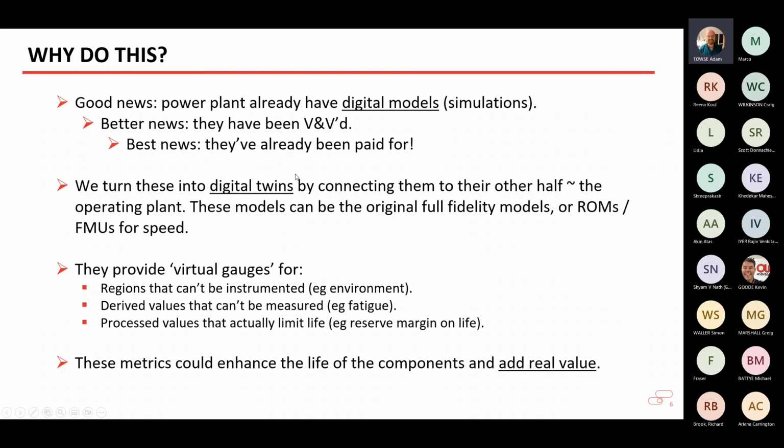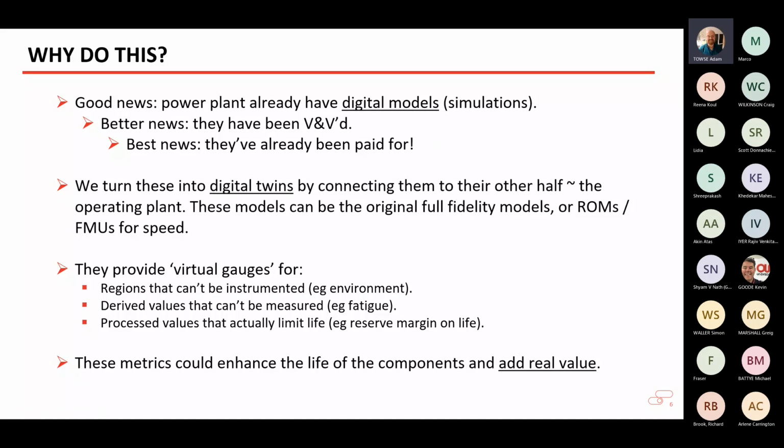Good news is that in these really expensive power plants that we've spoken about, we're generally swimming in digital models, simulations, calculations. There's a huge amount of work that goes in to underpin the design assessments of these sorts of plants in the first place. The better news is that effectively these models are fit for purpose. They underpin aspects of the safety case. These are models that you can trust the answers for. And the really good news is they've actually already been paid for.